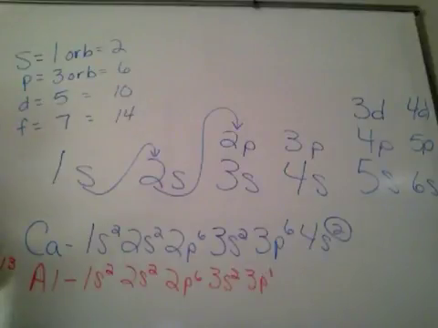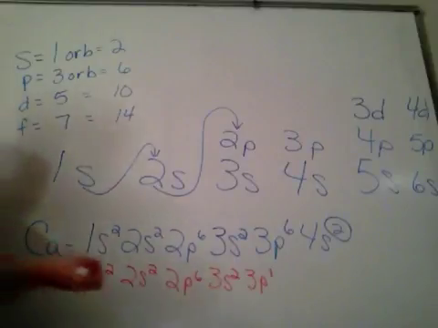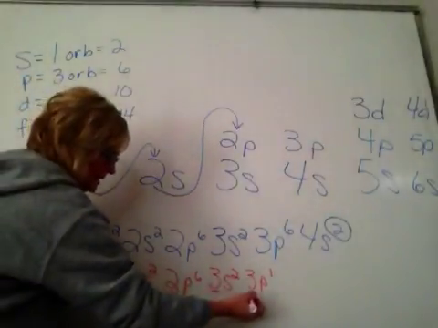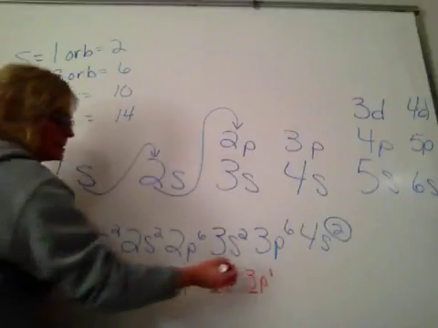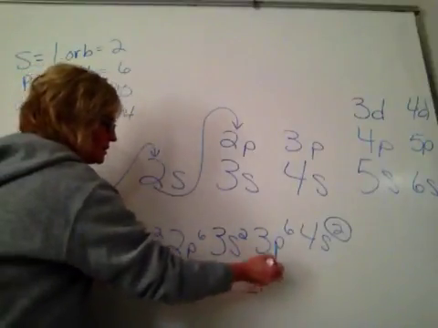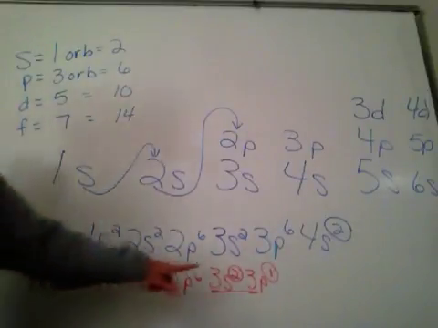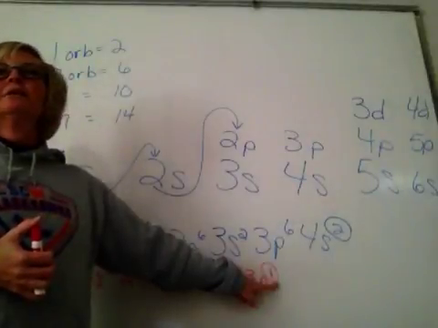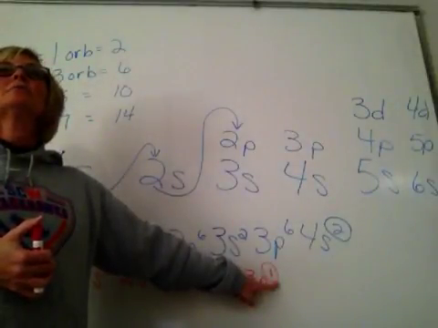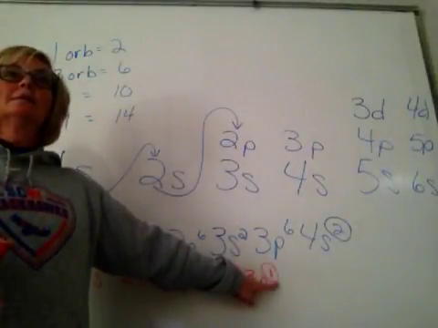How many valence electrons does aluminum have? 3. I have to look at my highest number. It has 3. 2 and 1 make 3. And if you want to double check, you can look at your periodic table.